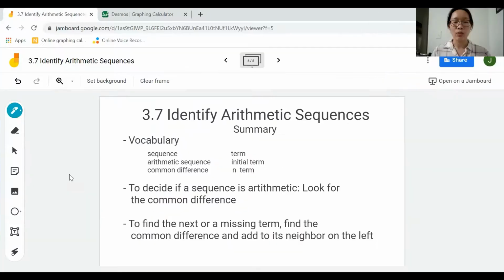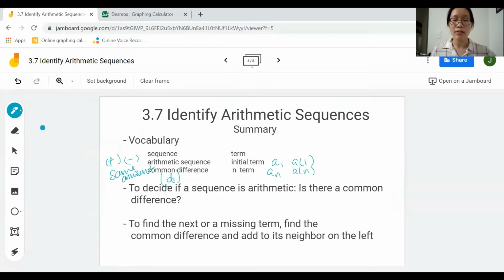Let's summarize. We've learned some vocabulary, with a sequence being a list with a pattern, an arithmetic sequence specifically having the pattern of adding or subtracting the same amount every time, and that same amount is called the common difference, which we represent with the letter d. Each item in the list is called a term, and our first term is called our initial term, which we write a sub 1 or a of 1, and our nth term is a sub n or a of n.